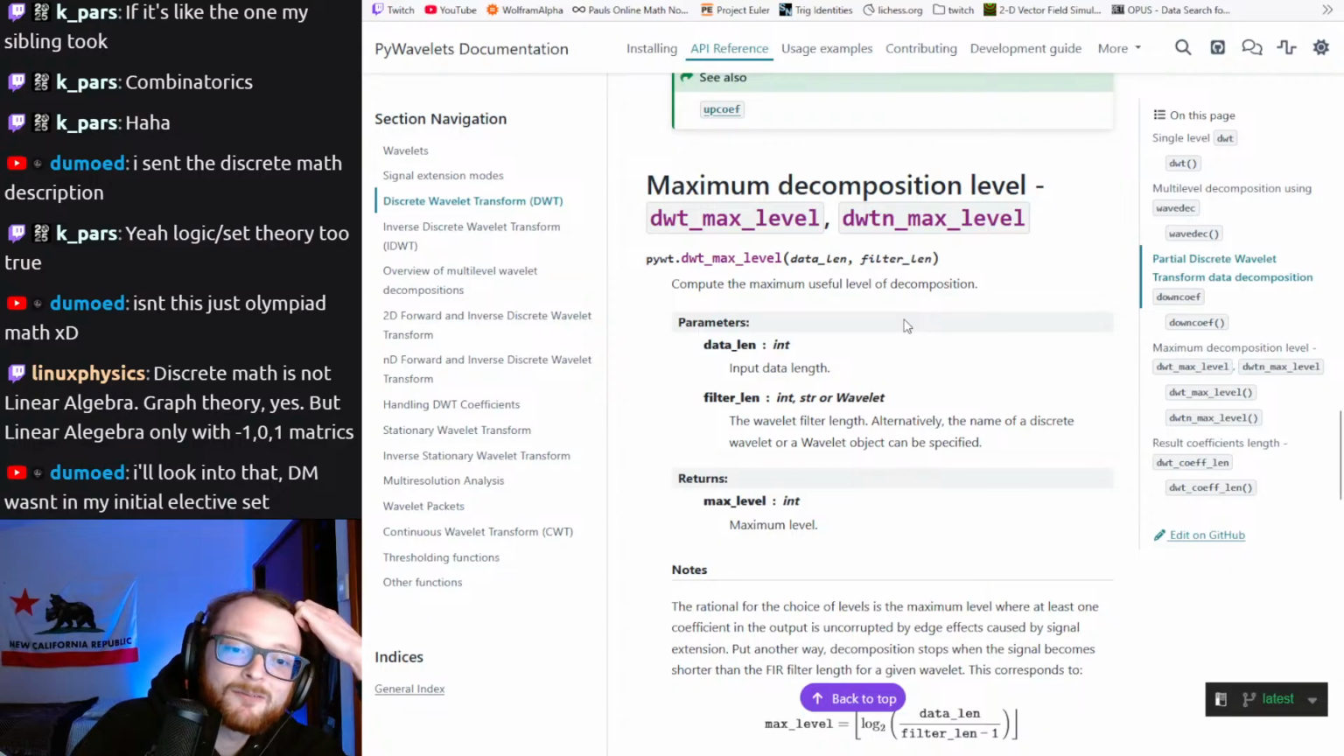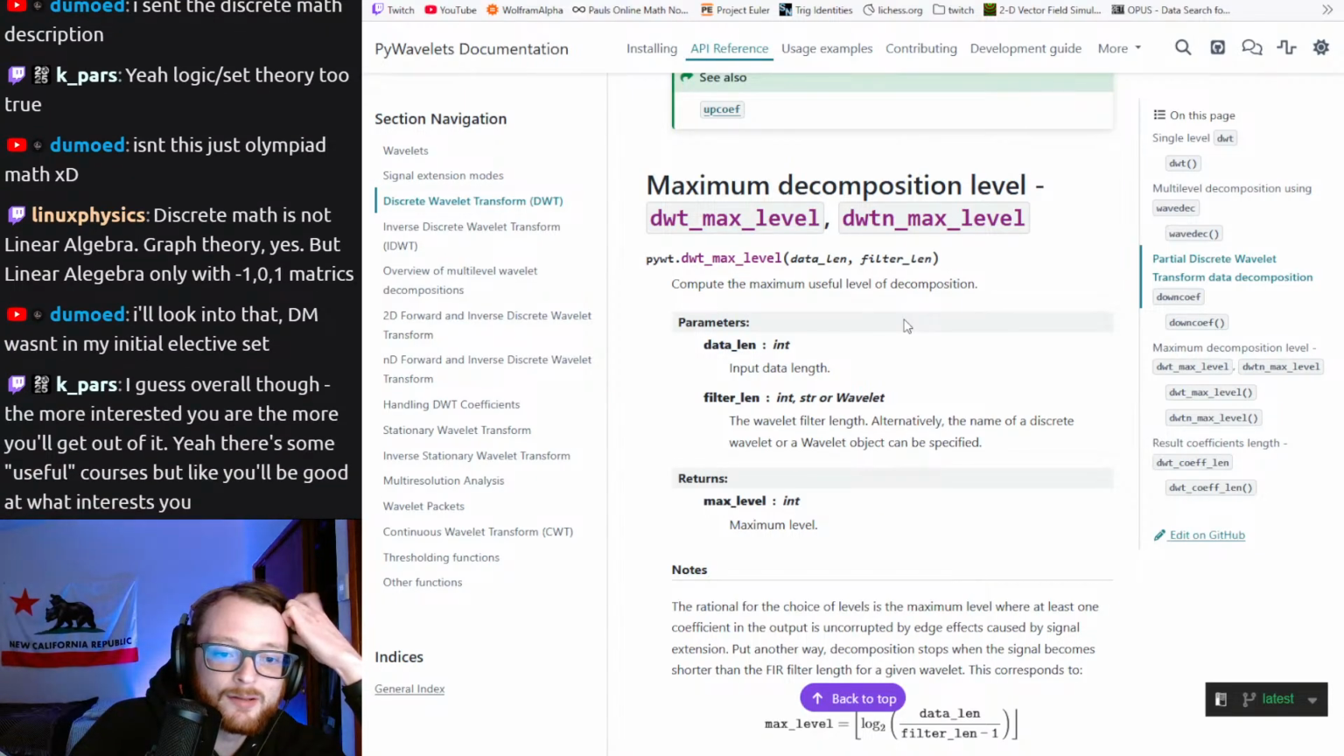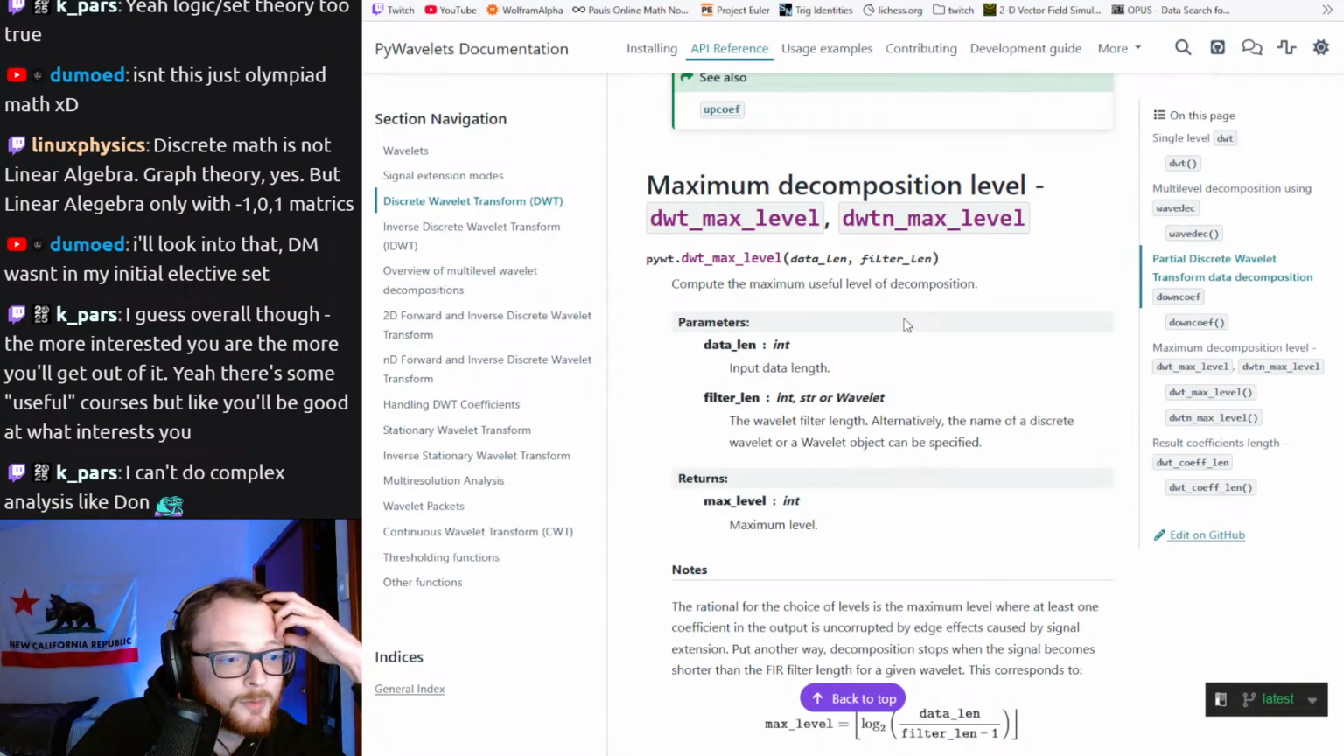Nothing on the list jumped out to me as being super helpful for data science, but I think at some point you're going to have to take a class that isn't all that relevant to data science with that list of electives that you were given. Overall, though, the more interested you are, the more you'll get out of it. Some useful courses, but you'll be good at what interests you.